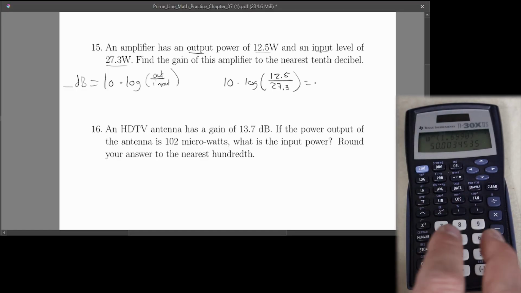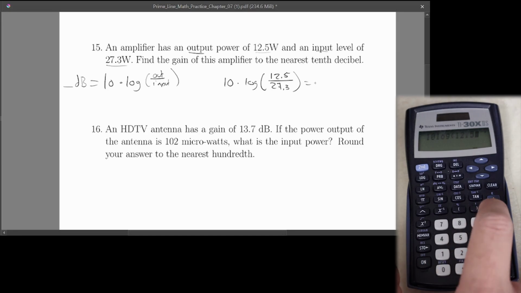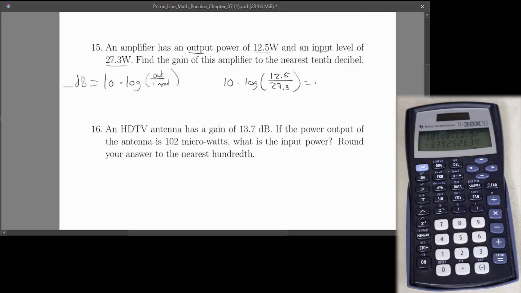On our calculator, we can do 10 log 12.5 divided by 27.3, and we get a value of negative 3.39252634. We want it to the nearest tenth, so our nearest tenth becomes negative 3.4 for our value. And the unit is decibels.